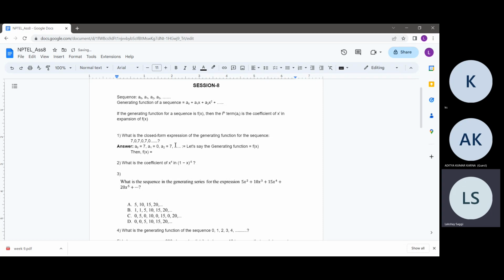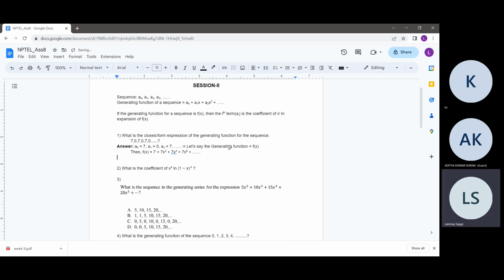So here a0 is 7, so f of x will be 7 plus 0 times x, which will be 0 only. Then a1x term is 0, and a2x squared will be 7x squared. Similarly, a3 is again 0 for our sequence, so a3 times x cubed will also be 0. Then the term which comes is a4 times x to the 4, and a4 will again be 7 since this is an alternating sequence. So it will be 7 plus 7x squared plus 7x to the power 4 plus 7x to the power 6, all the even powers of x, and so on. This is the expanded form of our generating function.